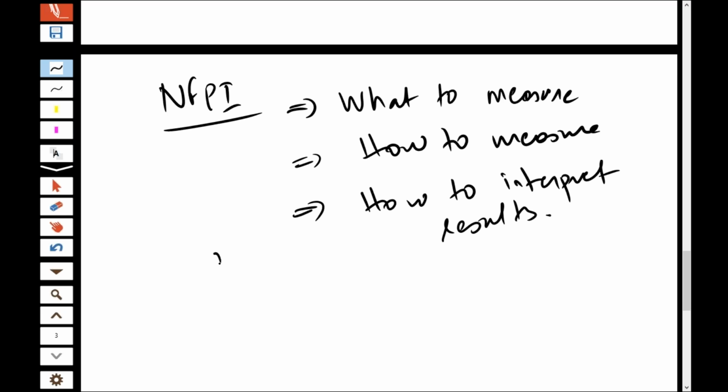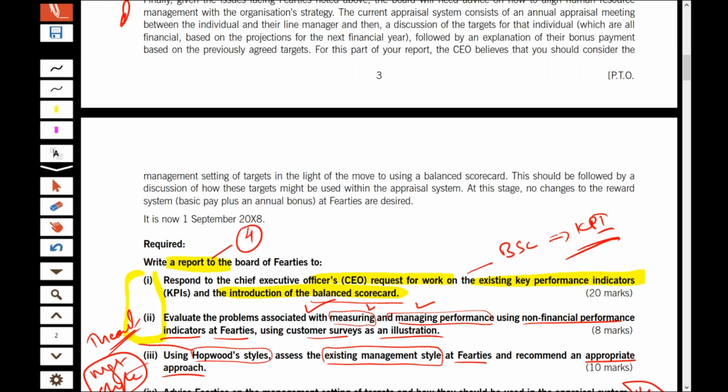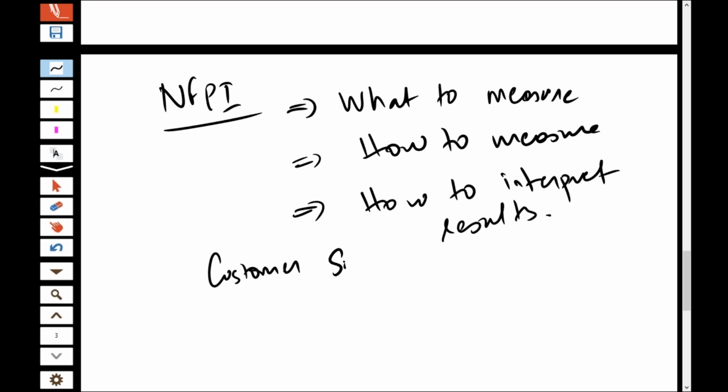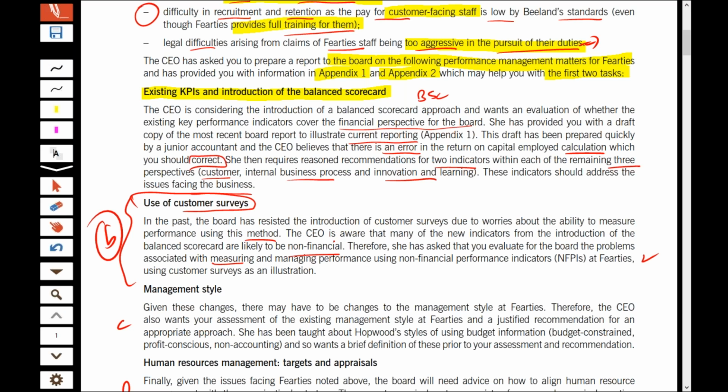Now, if we talk about the customer surveys, if we talk about the customer surveys as an illustration, let's try to see what happens with the customer surveys. How does this organization go about it?